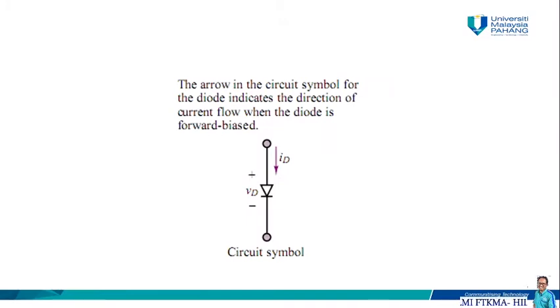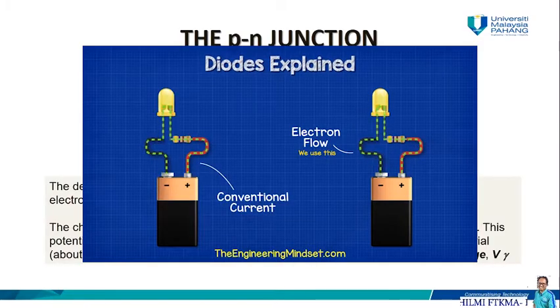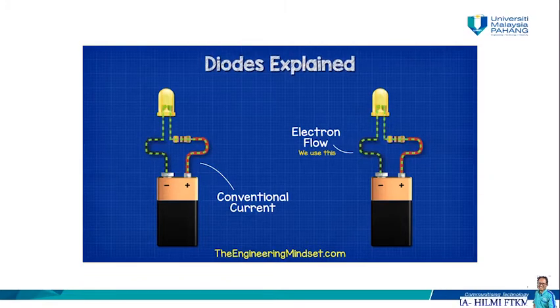So next we have the technical symbol for a diode. The arrow in the circuit symbol for the diode indicates the direction of the current flow. So we are looking at the conventional flow of current when the diode is forward biased. Basically, when the diode is forward biased, we assume that the current flows from positive to negative. But if we look based on the movement of the electrons itself, ataupun kita panggil arah pergerakan elektron, akan bergerak daripada negatif pergi ke positif. But we are going to stick with the conventional current flow, where the current flows from the positive to the negative.